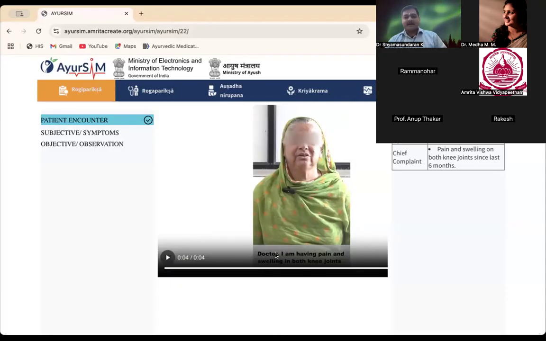So at this stage, I would also like to tell you that ITRA Jamnagar was responsible for giving us this varied number of cases, and all these cases are taken from ITRA Jamnagar. This is the first tab that you get, and it is about the Rogi Pariksha. Under Rogi Pariksha, the first thing that comes is the patient encounter, which we looked at, and after having heard the patient, you will go to the subjective symptoms.